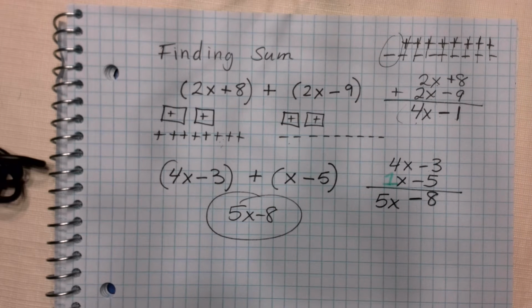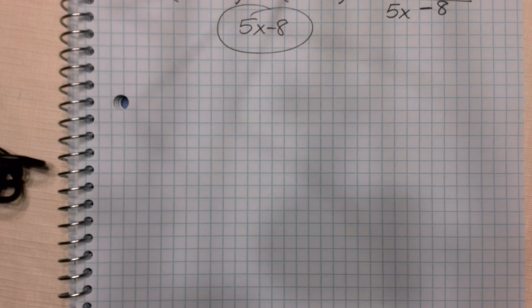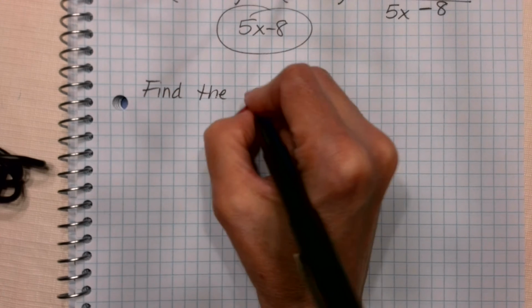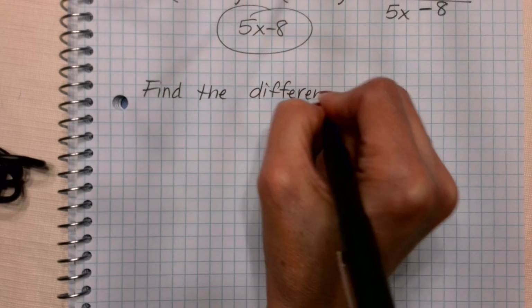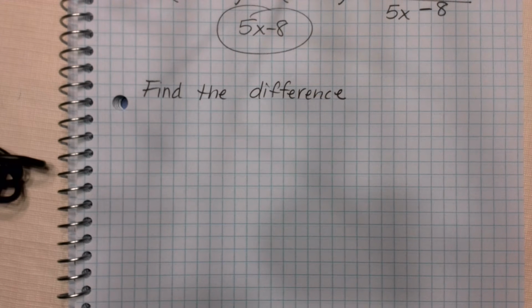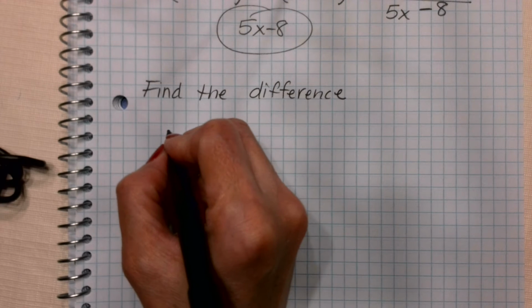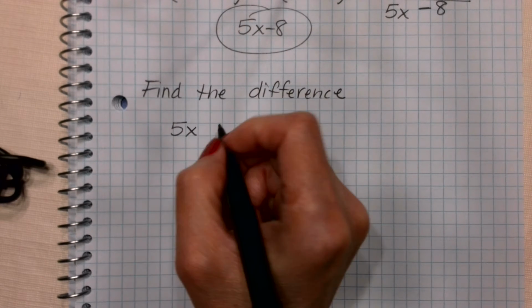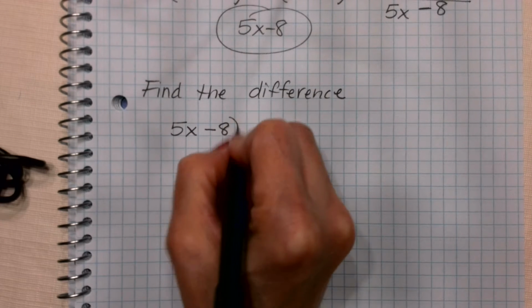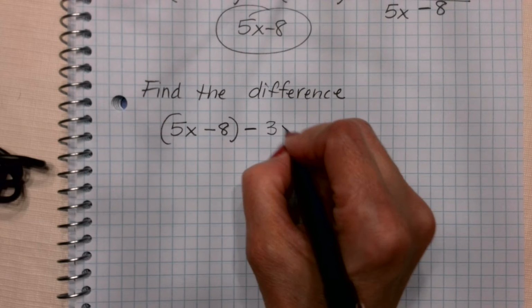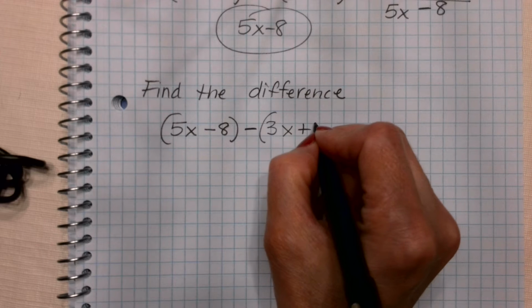So now that we have found the sum, we're going to do the opposite and find the difference. So finding the difference is subtraction. Okay. And there's an interesting subtraction rule that goes with that makes it a little bit more complicated, but you will get this. So when you find the difference between two expressions, so say I have 5x minus 8, take away 3x plus 4.